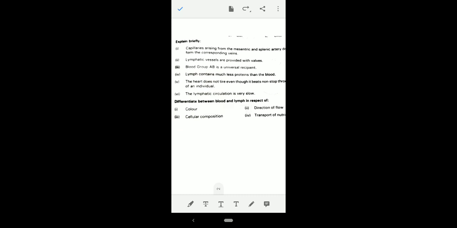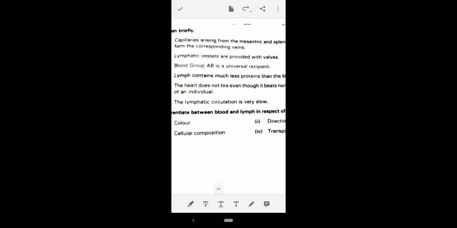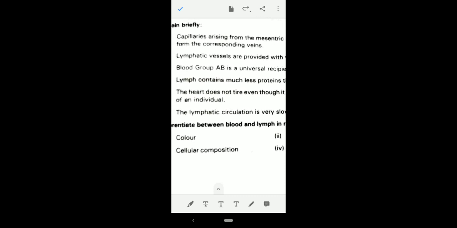The heart does not tire even though it beats non-stop throughout the life of an individual because the heart is made up of cardiac muscles and they have the capacity of contraction and relaxation throughout the age.